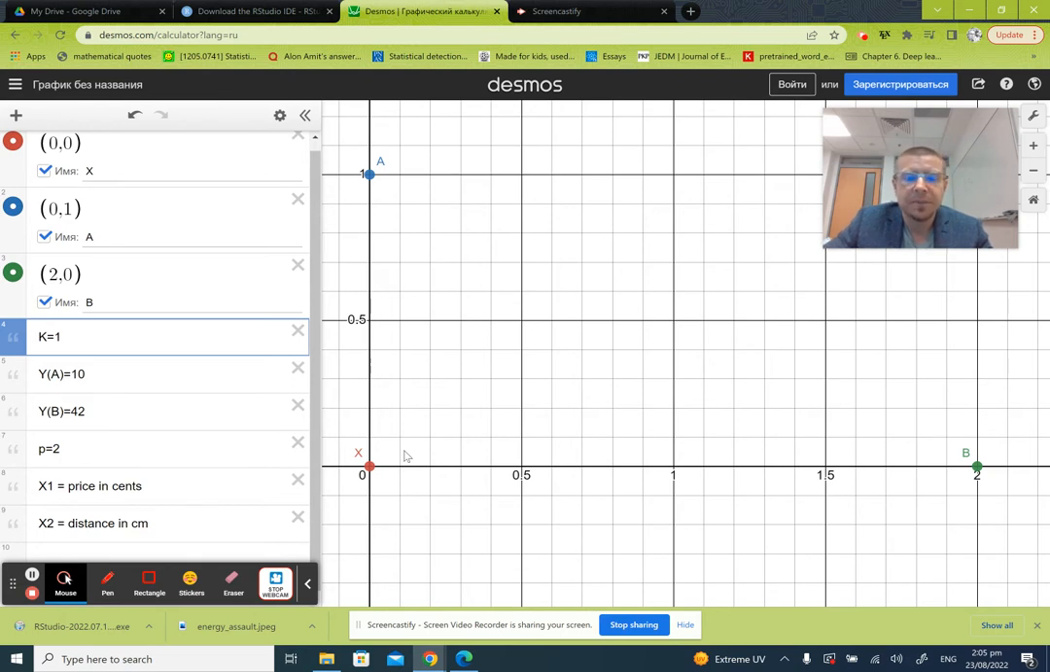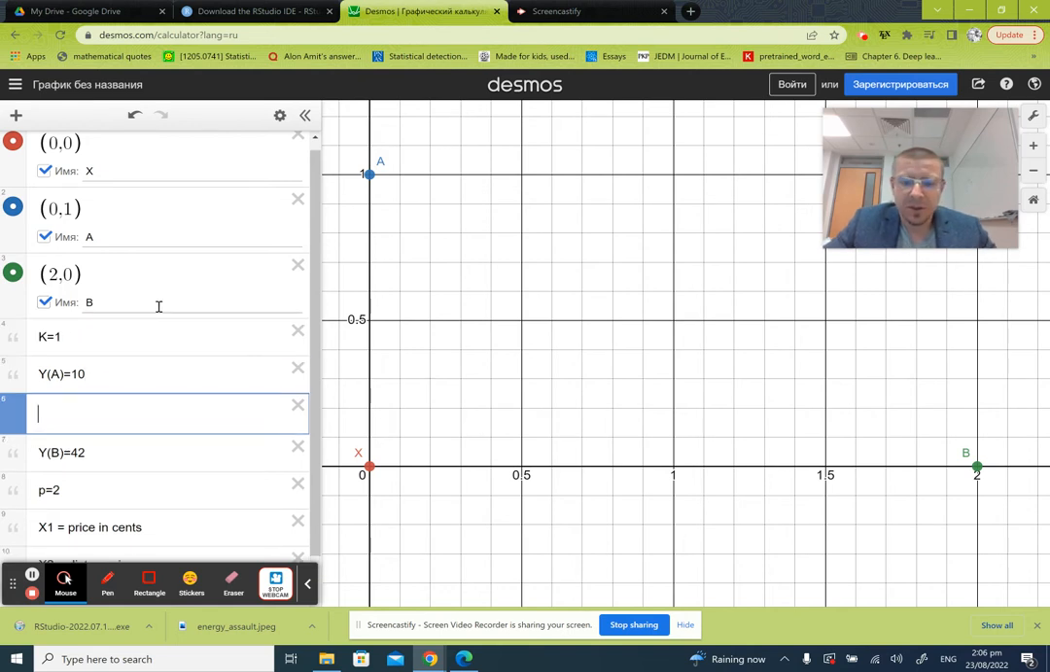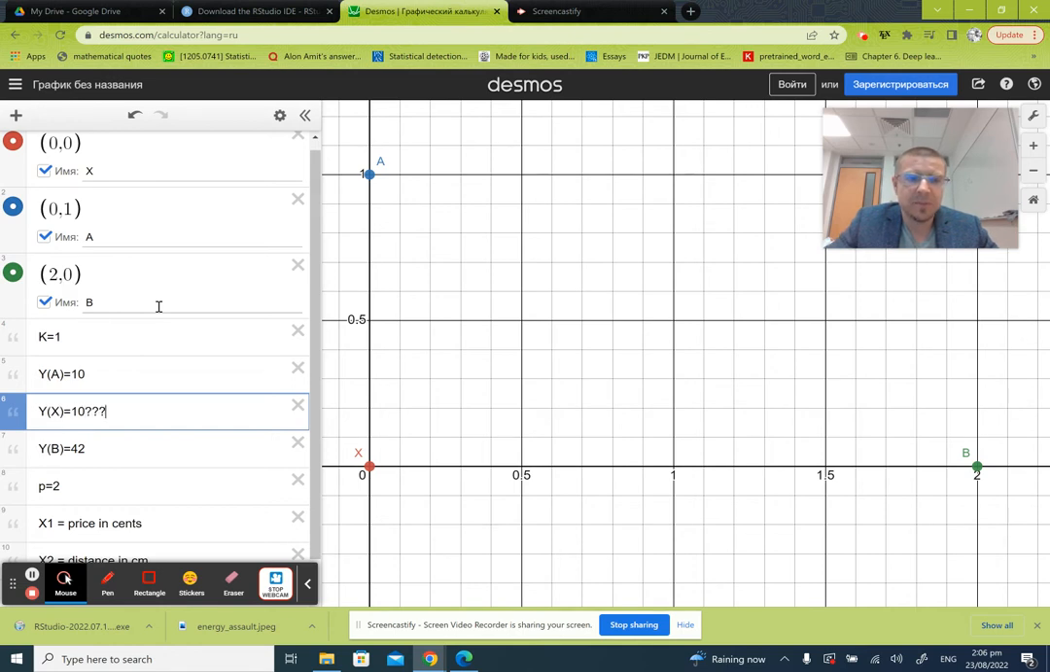Currently A is closer to x than B, so at the moment our prediction is that y, the response variable at the new point, is going to be 10, the same as for A. So I should write that y of x should be 10.